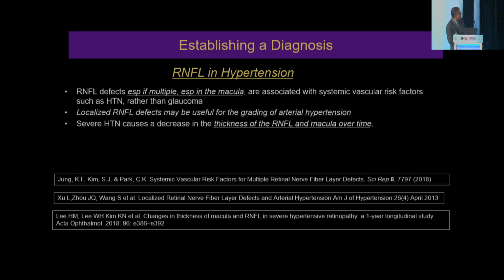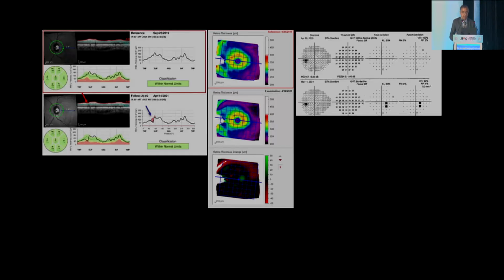These may be useful in grading arterial hypertension. The odds ratio of getting a nerve fiber layer defect in grades 2 and 3 of hypertension is 10 times the risk. Severe hypertension causes thickness decrease of macula and RNFL over time, reminding you that these are the two layers that our artificial intelligence is focusing on to predict over time. Unfortunately, there is this other player, which is hypertension and other diseases.